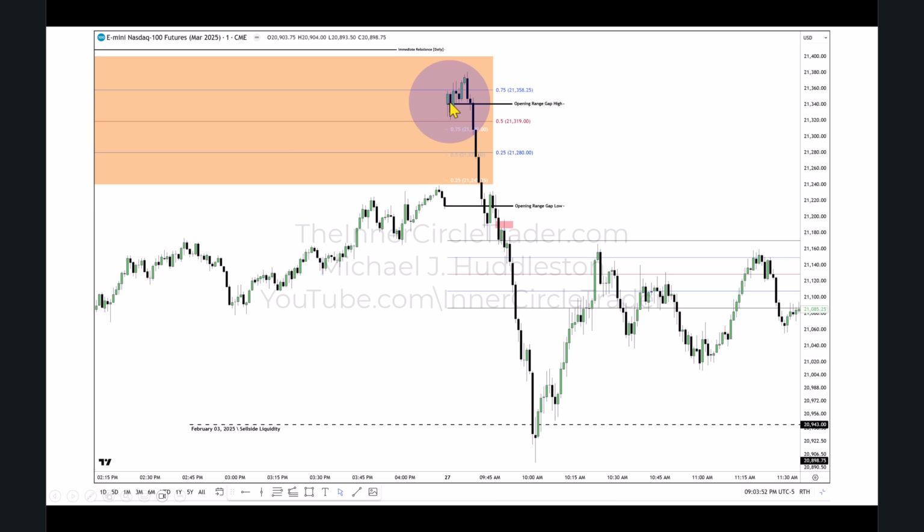So we open up inside the inversion fair value gap. We fail to get to the upper half. We break lower aggressively, and notice it doesn't even return back to the first presented fair value gap. It doesn't even come back up and touch consequent encroachment. It just falls out of bed aggressively, and it doesn't even come back and touch the low of the inversion fair value gap. It just gives you the opening range gap low, which is what I gave guidance on.